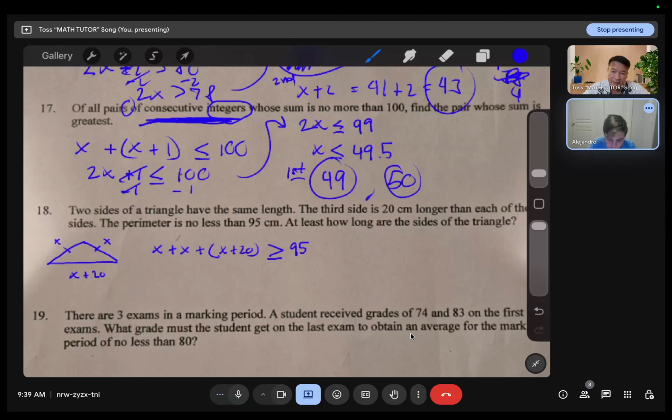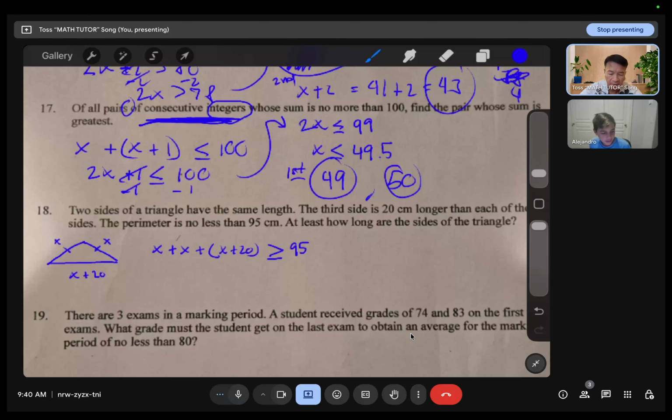Because if it were not including 95, they would say something else. They're not going to phrase it like that. They'd say greater than 95 or more than 95. They're not going to write no less than. You got it, this is pretty good. No less than 95, including the number. Okay, we got this.